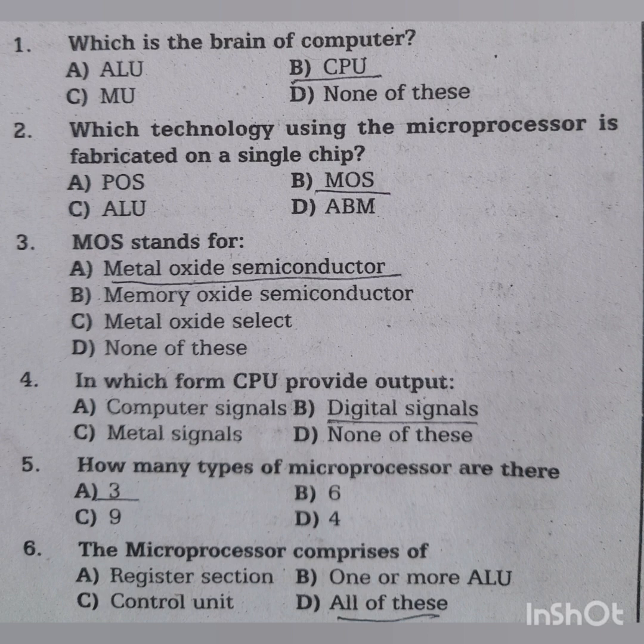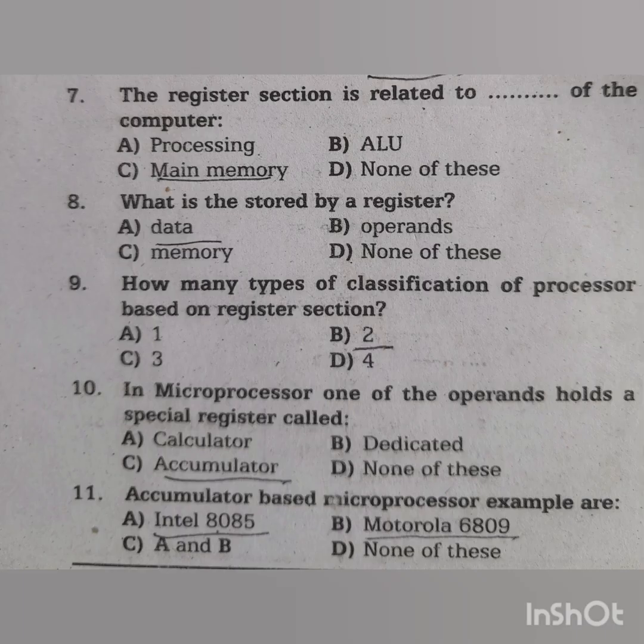Microprocessor comprises of register section, one or more ALU and control unit. The register section is related to the main memory of the computer.